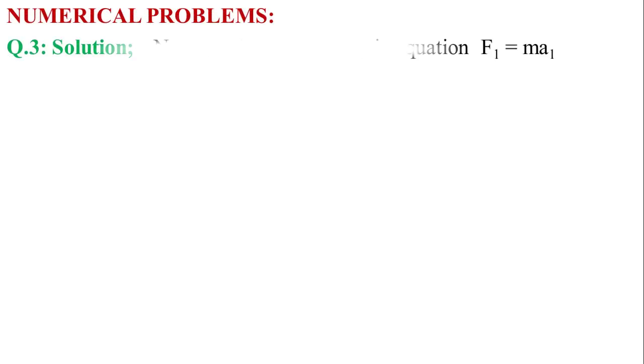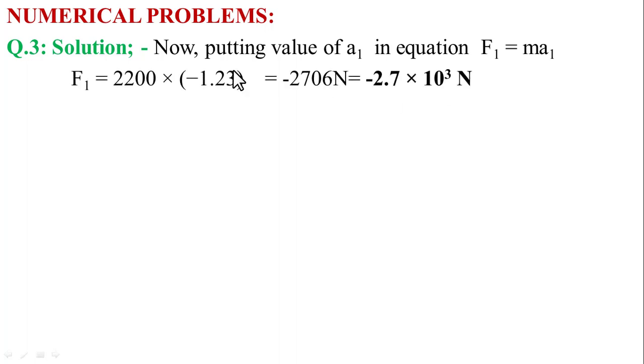Then we can calculate the force in the first case according to Newton's second law of motion. In Newton's second law of motion, F1 is equal to ma1. Putting the values, F1 is equal to 2200 multiplied by minus 1.23, that is equal to minus 2706 Newton, that is equal to minus 2.7 multiplied by 10 raised to power 3 Newton.